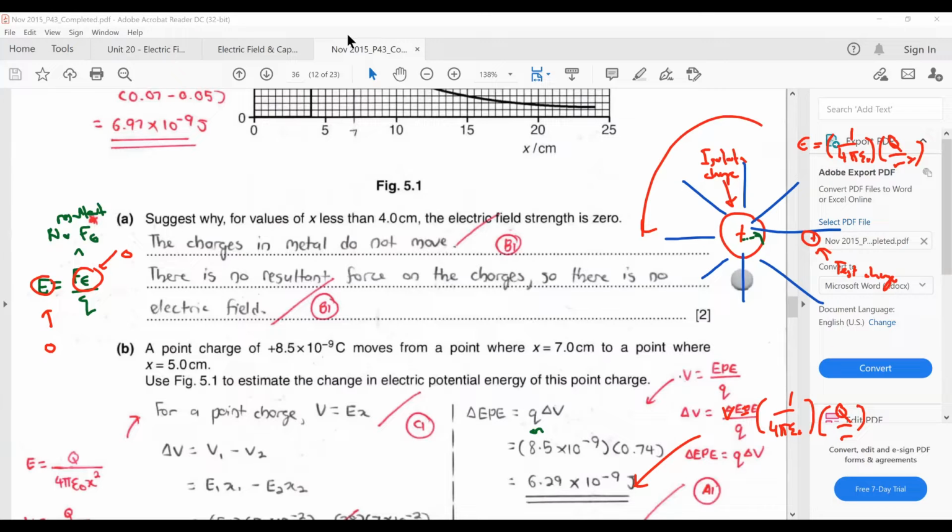Then after that, if you were to just move to the next question later on, a point charge of 8.5 times 10 power minus 9 moves from point x equals 7 to a point where x equals 5 centimeter.